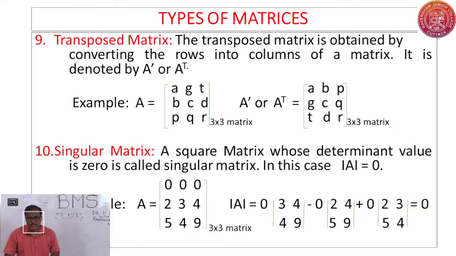And in the third row, the first element is positive, the second one is negative, and the third one is positive. But we have to take the elements of the first row. So that is positive, negative, positive. Due to this, the second one I have given is -0. So -0, you leave that row and column. What do we get? We get 2, 4 and 5, 9. Then comes the third element 0. You leave that column and row, and you find 2, 3 and 5, 4.